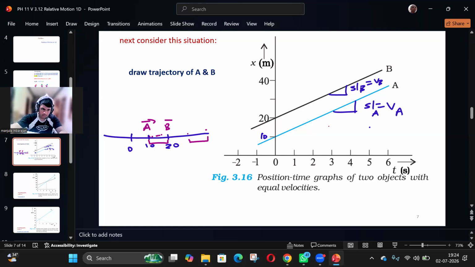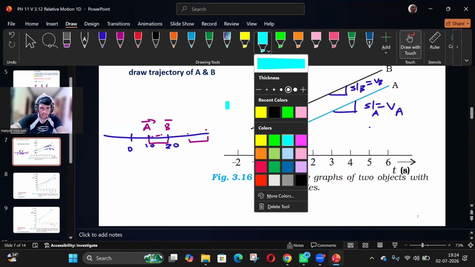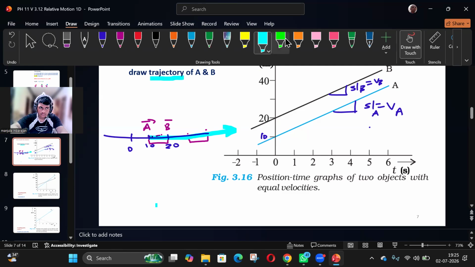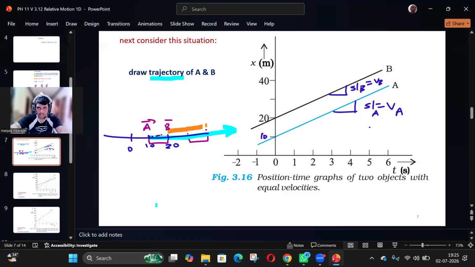So here A is moving like this. A is starting from 10 and keeps going on towards right. Trajectory is the path of the body. Trajectory is the path of the object. This is the x-axis, so A is moving like this. I can put an arrow to denote the direction, and trajectory of B also I can draw. B will start from this point and go towards right. Both are moving at uniform speed.